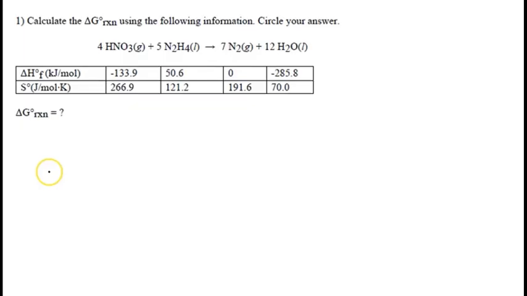For question number 1, it says, calculate delta G naught of the reaction using the following information. So automatically it's telling me about delta G naught of the reaction. My wheels are spinning, and I'm thinking chapter 16 information. And so I know that this question and the question beyond are going to be chapter 16 information.